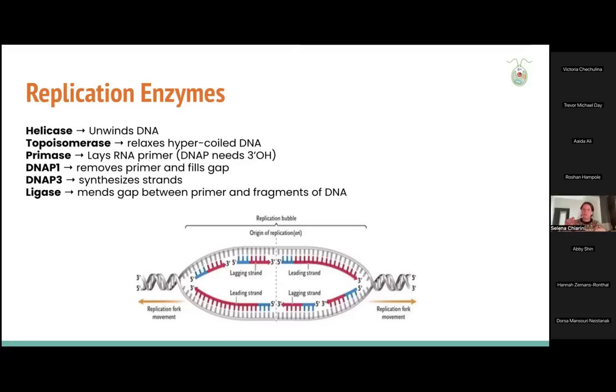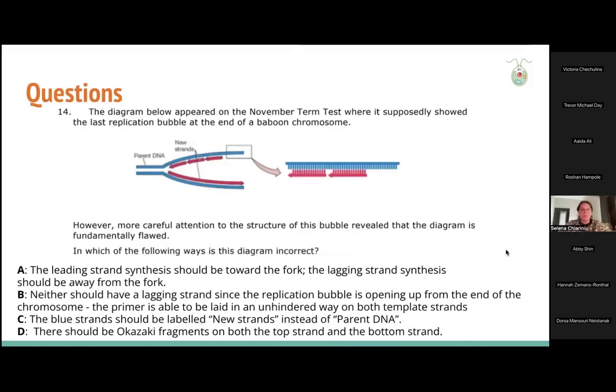Because if you were to start opening your fingers like that, everything that you've been twisting here is going to feel a lot more tense. You need to relieve that. That'll damage your DNA. That's exactly what topoisomerase does. Then you have your primase, that's laying your primers. Then you have your DNA polymerase 1, removing the primers, filling gaps. DNA polymerase 2, synthesizing strands. And then your ligase to mend the gaps between the primers and the fragments of DNA. Okay, next slide, please.